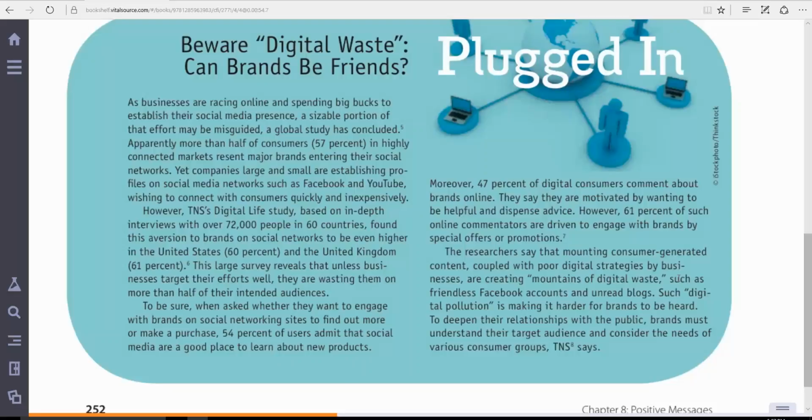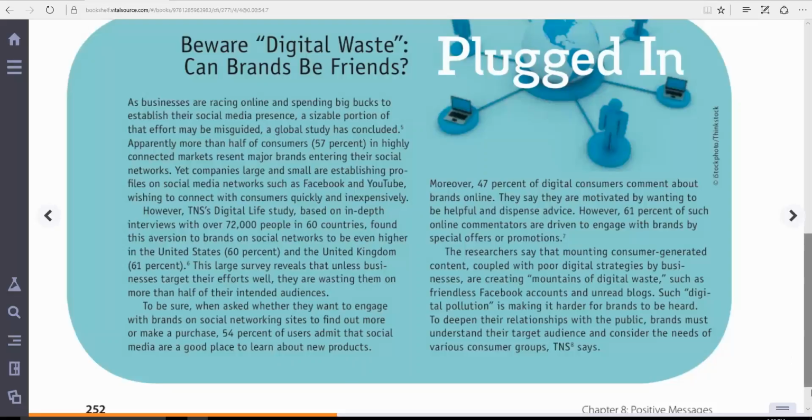However, TNS's Digital Life Study, based on in-depth interviews with over 72,000 people in 60 countries, found this aversion or dislike to brands on social networks to be even higher in the United States, 60%, and in the United Kingdom, 61%. The large survey reveals that unless businesses target their efforts well, they are wasting them on more than half of their intended audience, which is a waste of time and manpower.